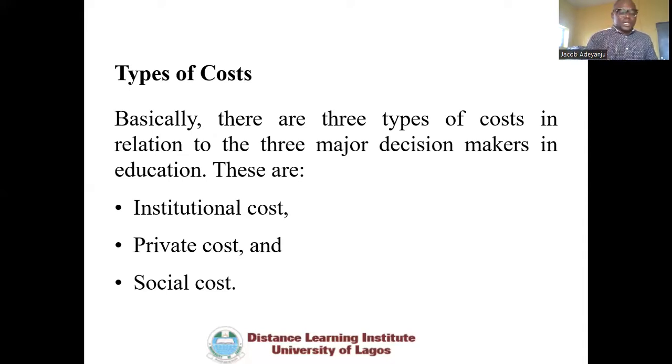Then we go to the third type of cost, that is the social cost. The social cost is the cost that is borne by the society, which is represented by the government. In the bid of providing education for the citizen, the government also incurs some costs, especially if the government takes it upon itself to run a free education system, as we have in the Universal Basic Education Program that is being run in Nigeria.